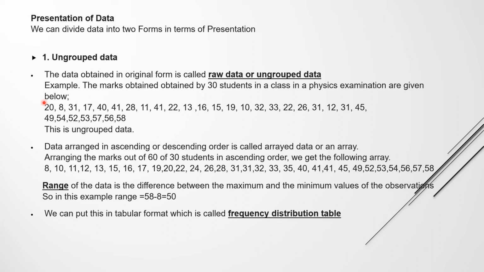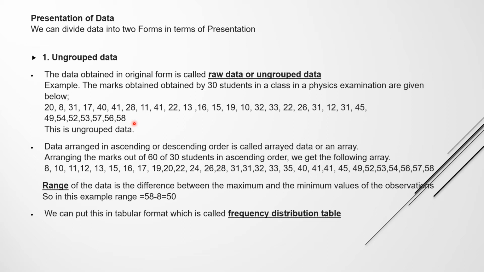For example, just see the example given below. I have collected data for 30 students. They have given a physics exam, and the marks are as below. The marks are 28, 31, 17, and so on. Here the data is in its original form. We have not arranged the data in any other form. So this is called ungrouped data or raw data.